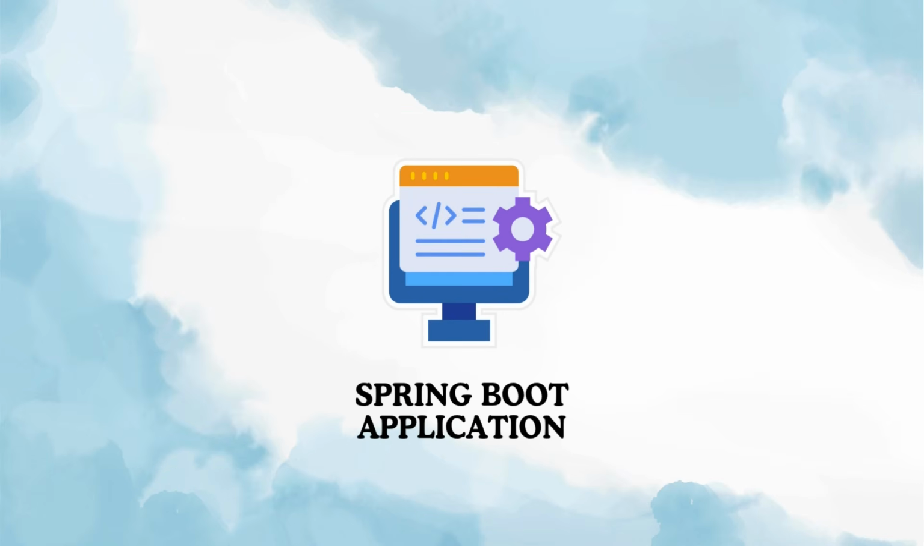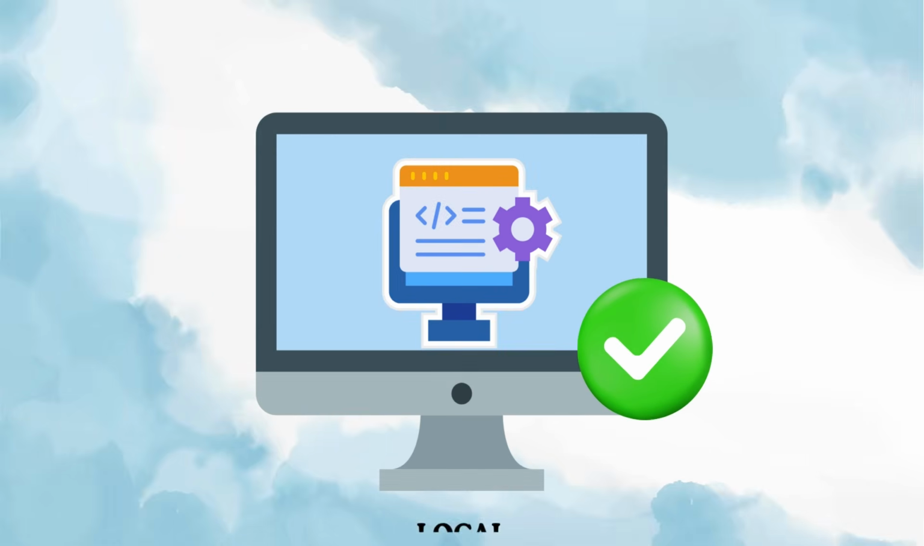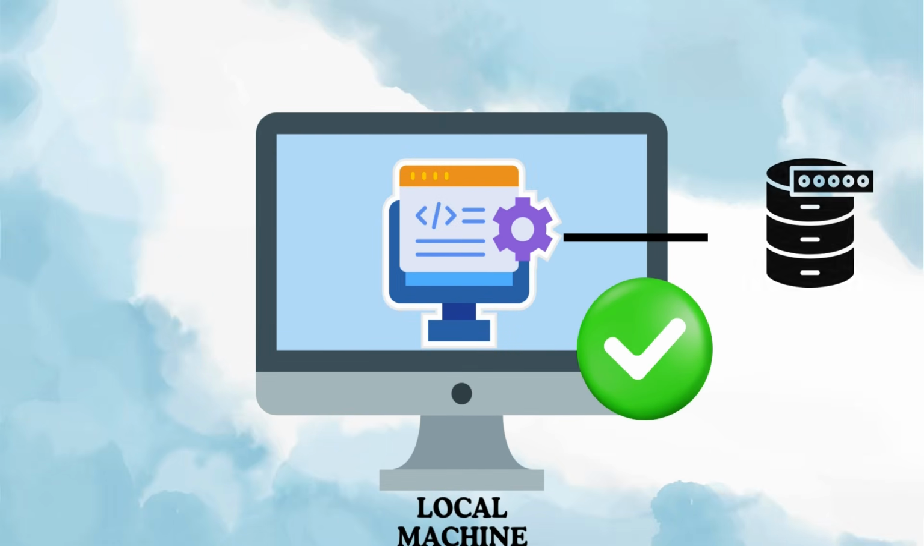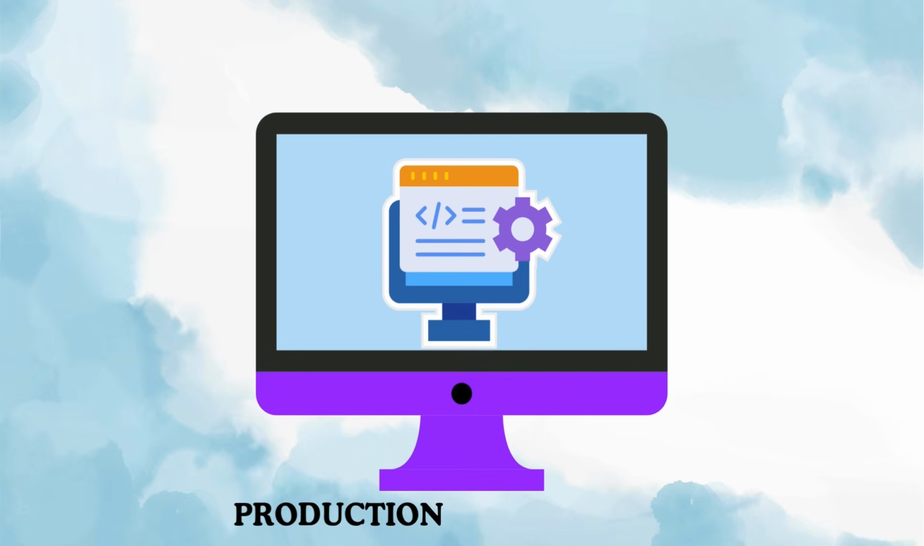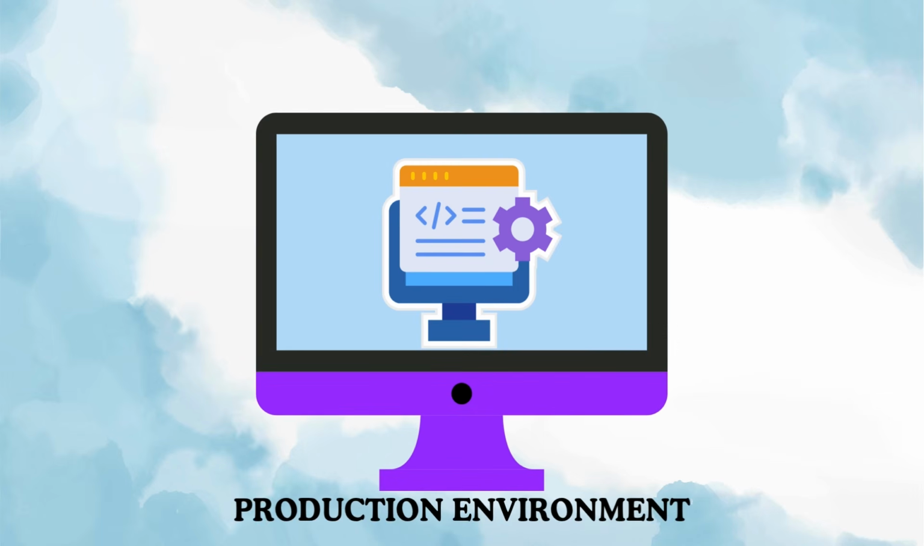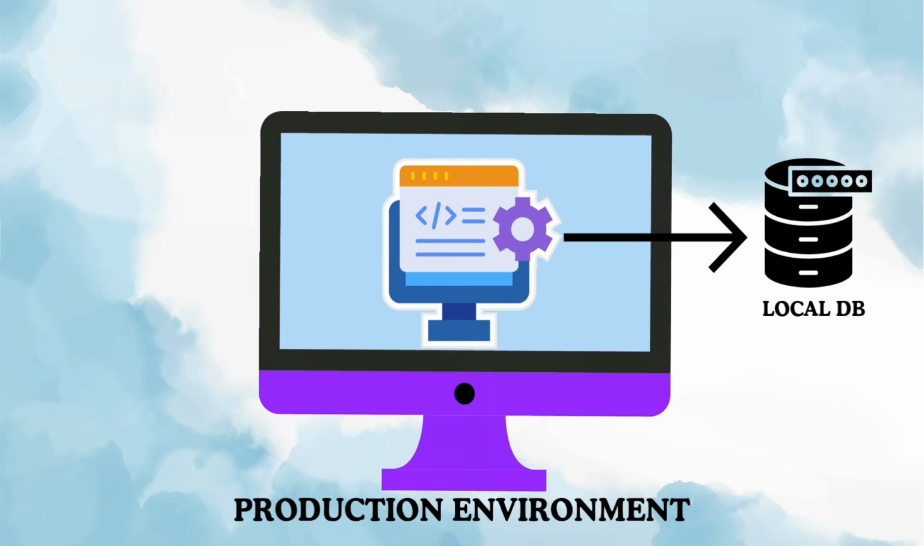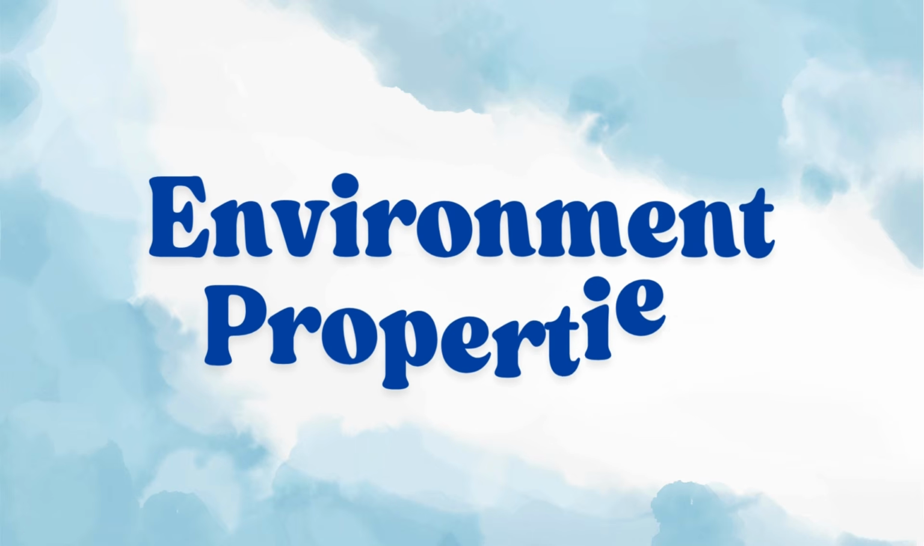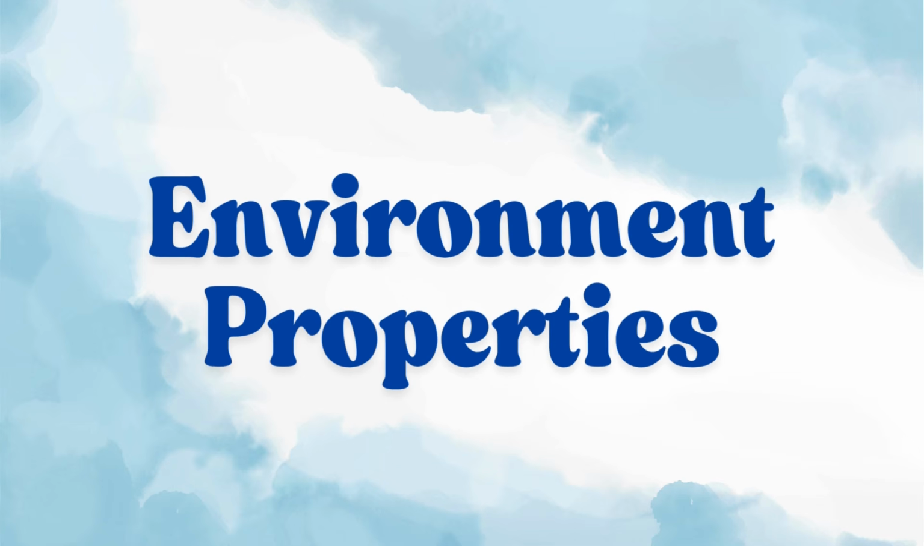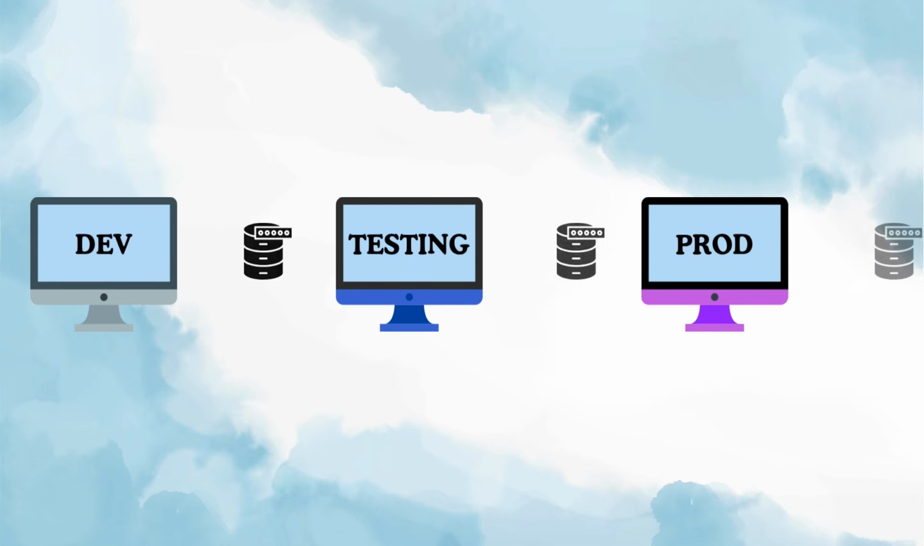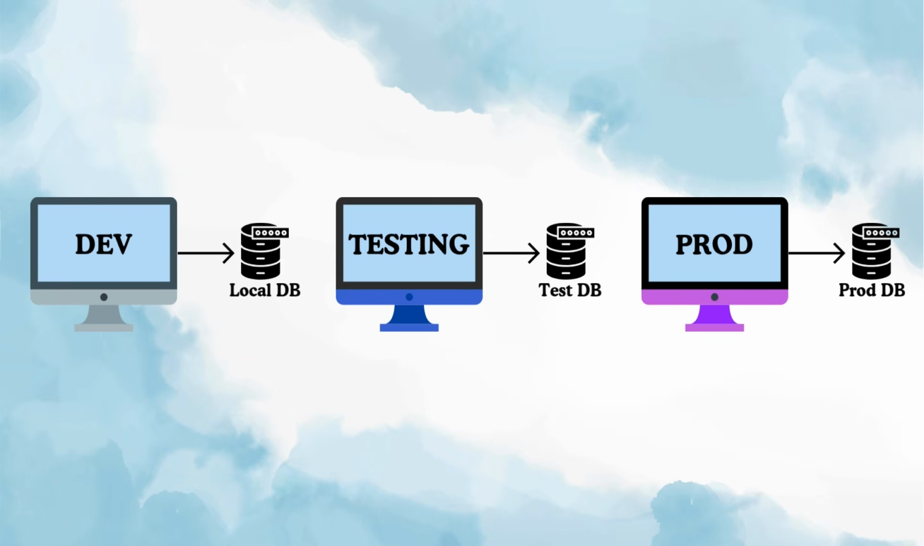Imagine this, you are building a Spring Boot application and it's working perfectly on your local machine. You are connecting it to a local database, everything runs smoothly and you think you are good to go. But the moment it's deployed to production, it tries to connect to that same local database and everything collapses. That's where environment properties come in. In real world projects, we work with multiple environments like dev, testing, production, and each of them often uses a different database. So you can't hardcode one DB URL and expect it to work everywhere. That's why environment specific configuration is required.